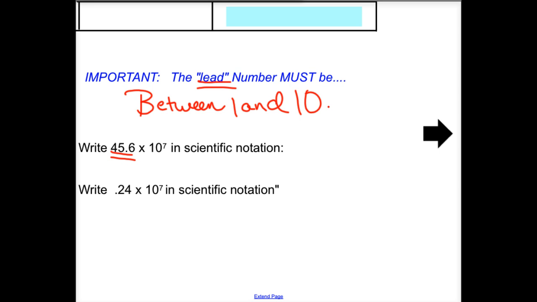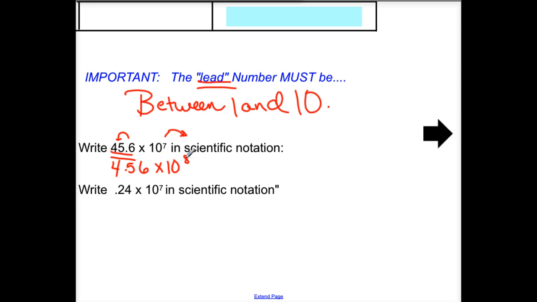Well, in order for me to get that to be a number between 1 and 10, I have to move that decimal point back 1. So technically what I've just done is divided it by 10. So if I want it to be equal, I've got to multiply by 10 on this side, which means I'm going to bump that exponent up.